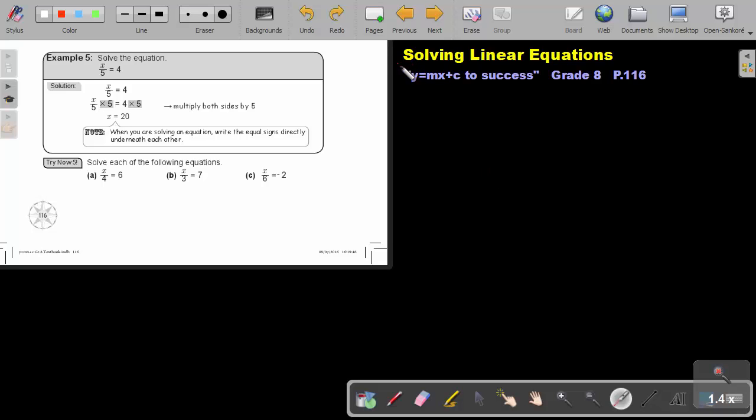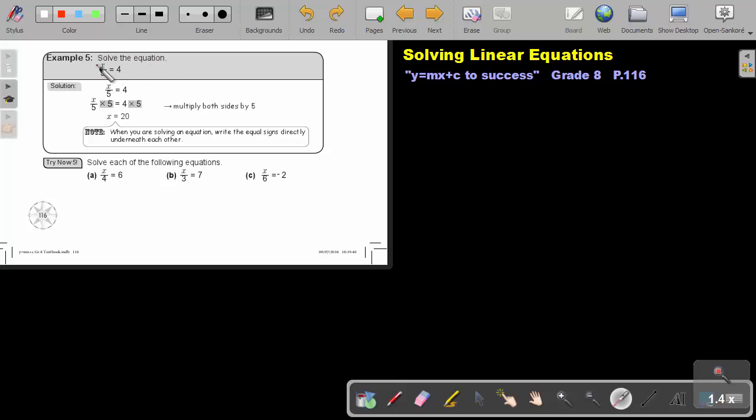Part 4. We are going to continue with solving linear equations. You will find this on page 116 in the Namibian Mathematics Grade 8 textbook, y equals mx plus c to success. Now, solve the equation.